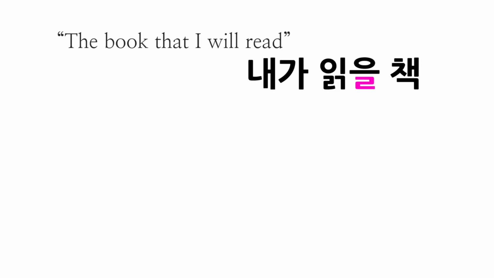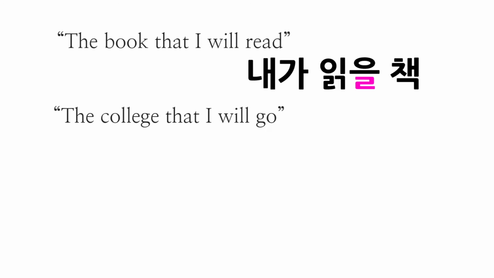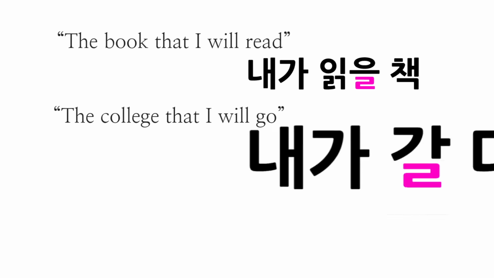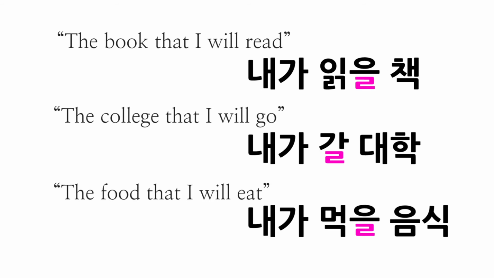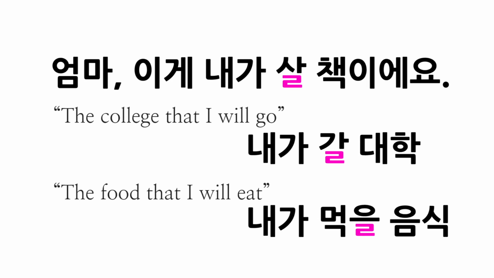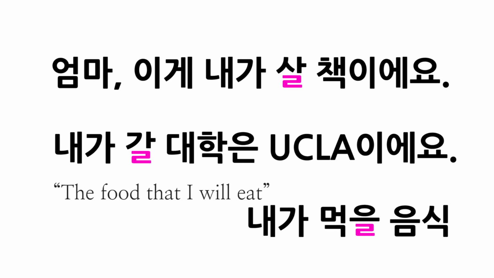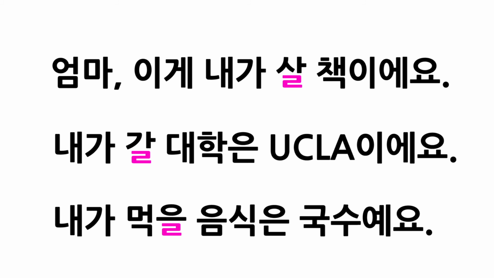Therefore, the book that I will read would be 내가 읽을 책. The college that I will go to will be 내가 갈 대학. The food that I will eat will be 내가 먹을 음식. Using those Korean phrases, you can say 엄마, 이게 내가 살 책이에요. 내가 갈 대학은 UCLA예요. 내가 먹을 음식은 국수예요.